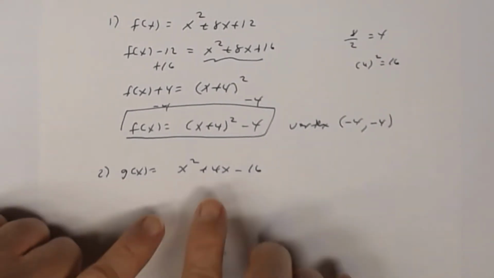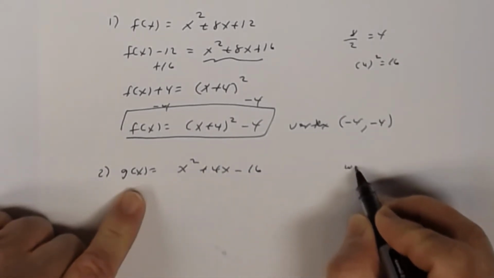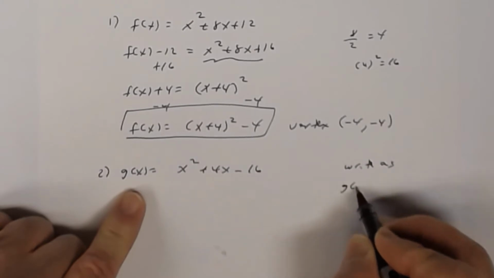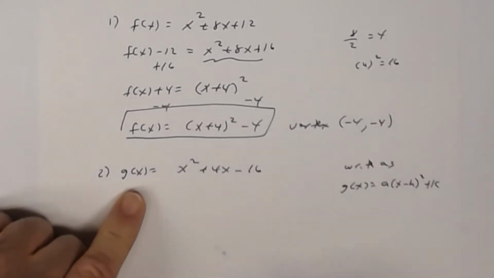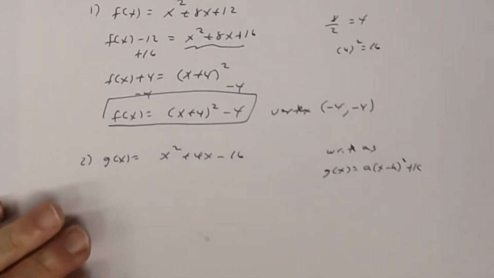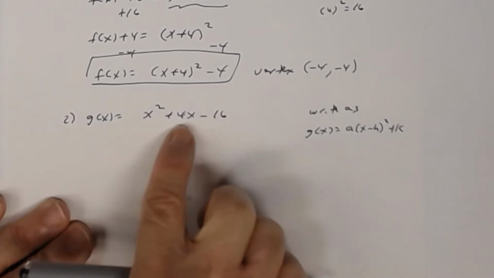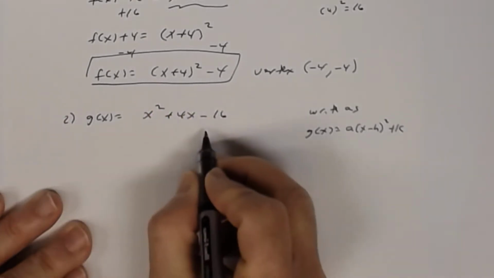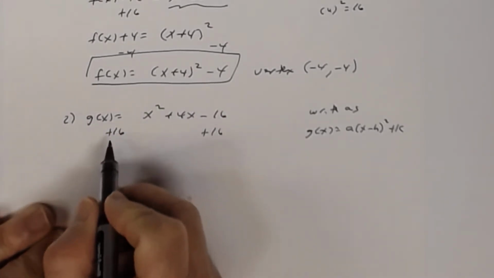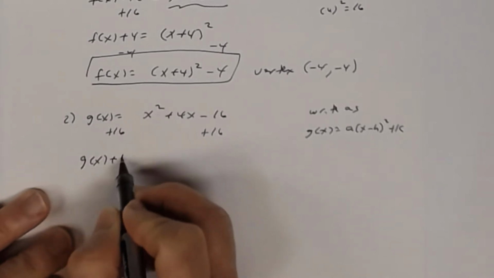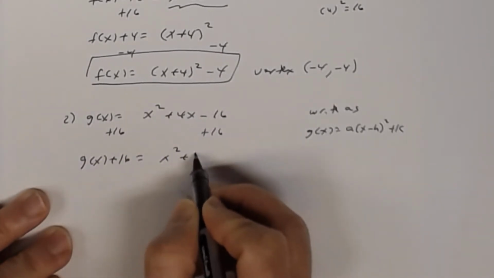Okay, so remember, you want to complete the square. You want to change this to vertex form. So you want to write it as g of x equals a times x minus h squared plus k. So we write it in vertex or standard form. All right, so then we're going to add 16 to both sides just to get the variables by itself. So on this side, I get g of x plus 16 equal, and then this is 0 right here, so all I'm left with is x squared plus 4x.